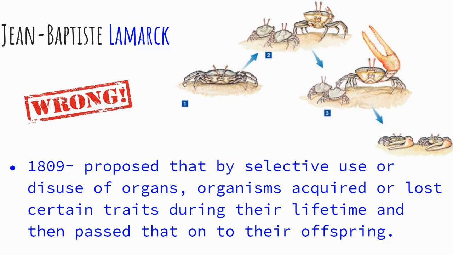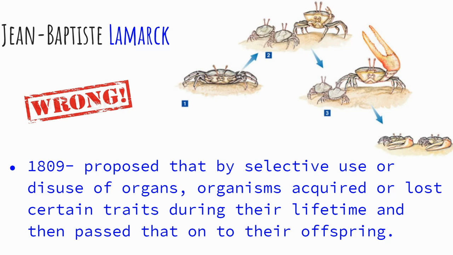That basically means, let's say you have this crab. He starts using his claw a lot. So that's, you know, selective use. He's using this claw a lot. So then his claw grows bigger because he's using it a lot. And then he has babies and he passes that big claw trait onto his offspring. We know that's not true. You can't just get a bigger claw just because you use it more.